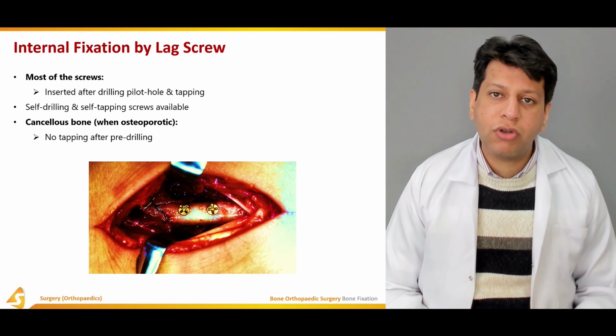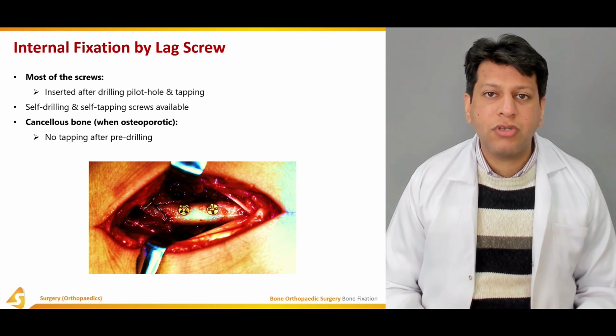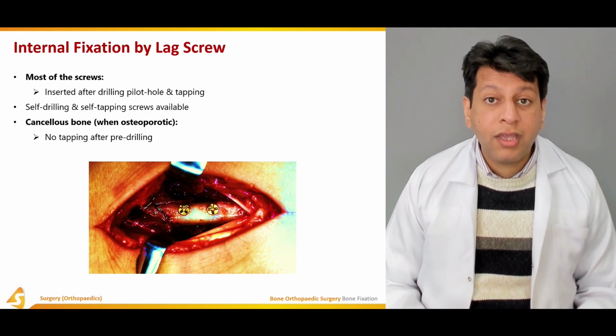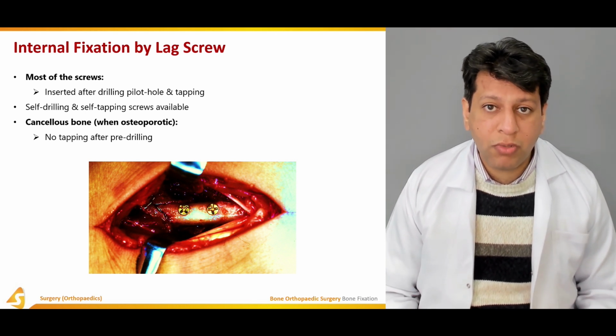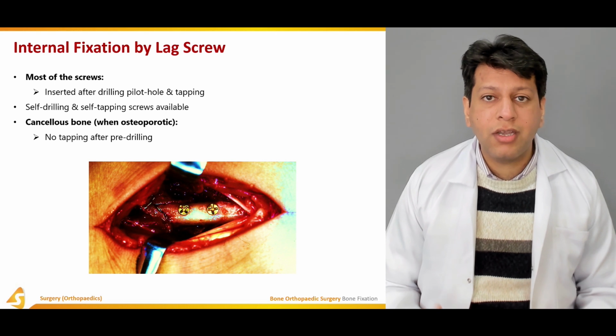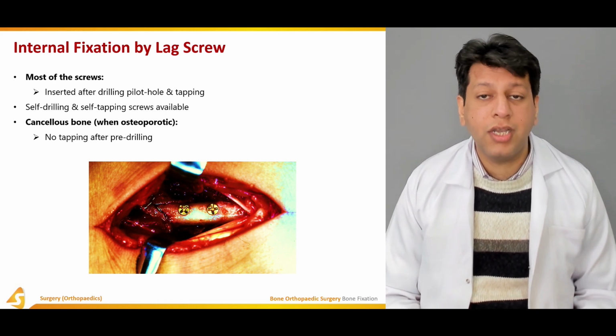But when we're dealing with cortical bone, pushing the screw in without tapping will require a lot of force, and with that force we can change the direction of the screw. Therefore the purpose of the screw would be lost. Therefore usually in cortical bone some degree of tapping is done, while in cancellous bone we do not need any tapping.